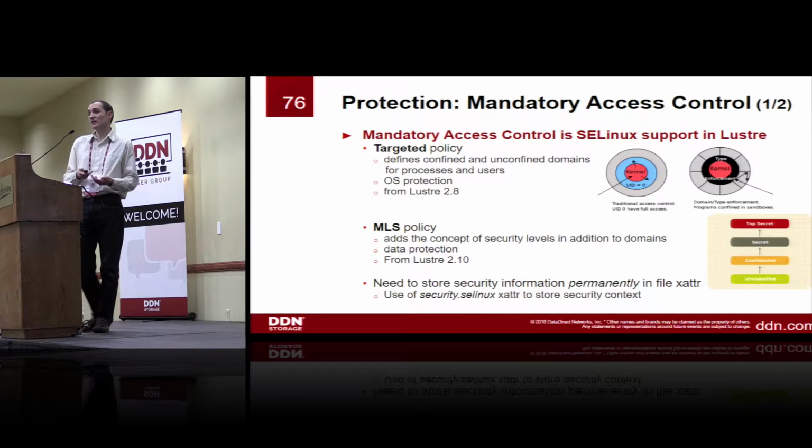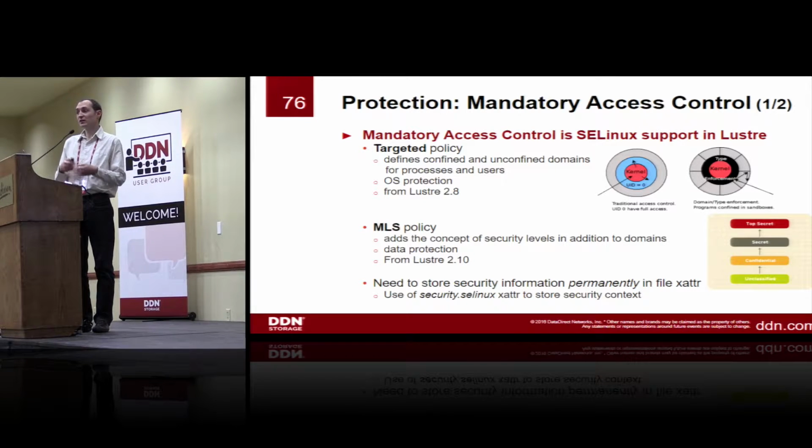The second major SE Linux policy is MLS, for multi-level security. So MLS is more about protecting the data. It comes in addition to the targeted policy, and it defines security levels. So it's like in the military, you are assigned a security level, and the policy says that you can only read files at a level below you and write files at a level above you.